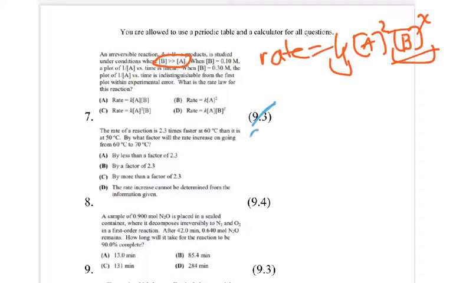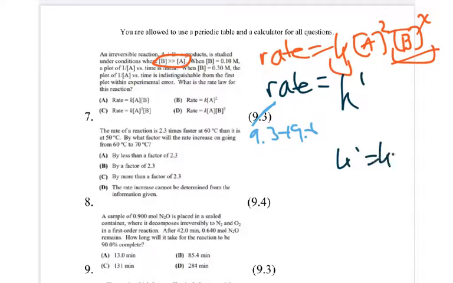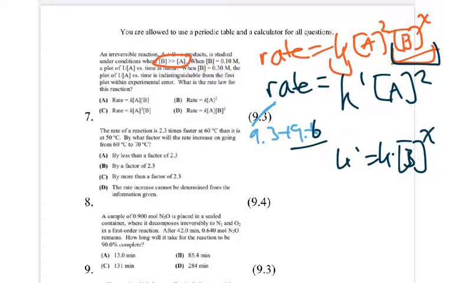So this will include video 9.3 and 9.6. So our rate will be equal to k prime, because k prime is our pseudo constant that consists of k times the concentration of B to the x, since we know that the concentration of B essentially stays constant throughout the course of the reaction, as explained in video 9.6, and this is multiplied by A squared. So as you can see, we could actually graph this, and 1 over A versus time should be linear, and the slope will be k prime.